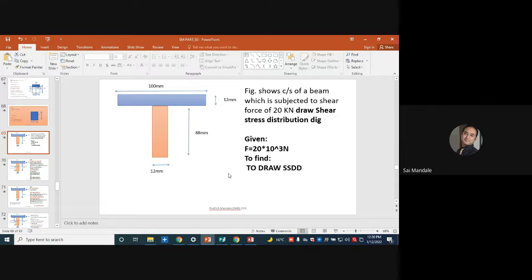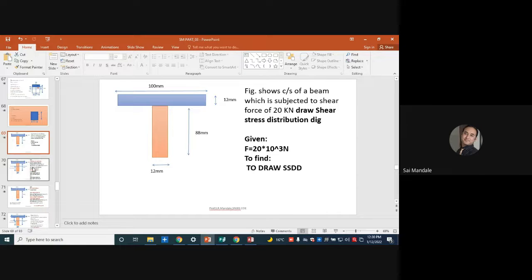And next question is how to calculate IXX1 plus IXX2. A1 Y1 plus A2 Y2 divided by A1 plus A2, what formula is that? That is the formula for finding Y bar, not IXX. IXX is IG1 plus A1 H1 squared. Perfectly correct. Nice, nice.